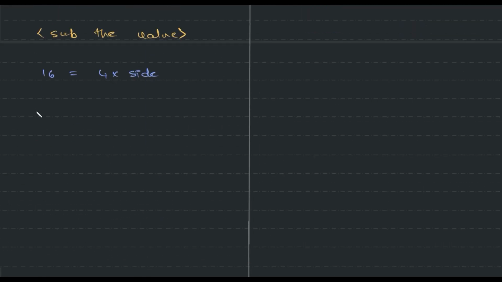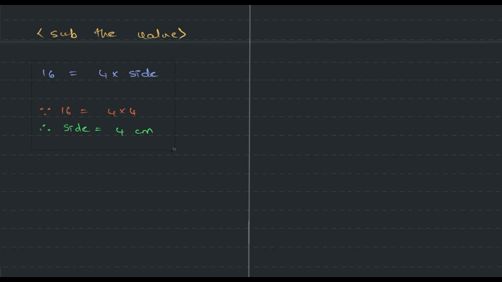Now, we know that 16 can be written as 4 times 4. Therefore, this is because I get confused between these two symbols, this is therefore. Therefore, side is equal to how much? So 4 times 4 is 16, which means this has to be 4 centimeters.